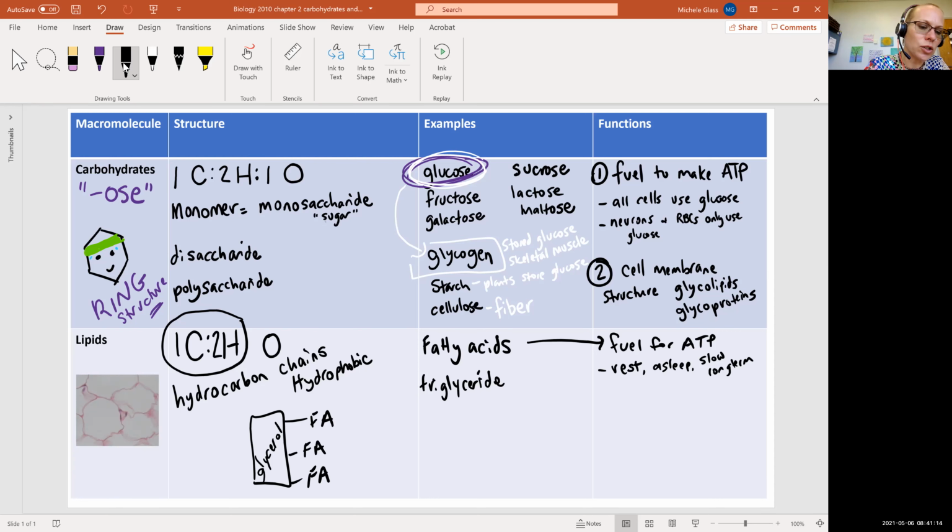Now, this is actually what we see stored in our adipose tissue. Adipose tissue is a tissue that we're covering as part of our lab, and this is going to store triglycerides. One thing to pay attention to is that the triglyceride molecule is constructed of fatty acids. So this is how we store our fatty acids to use for later when we're sleeping.